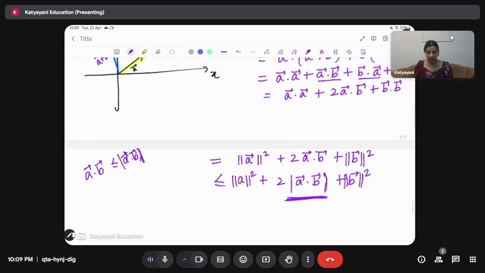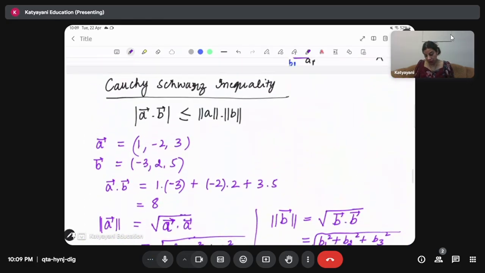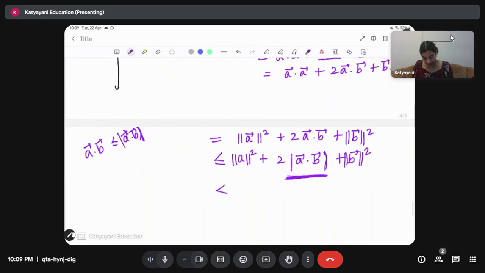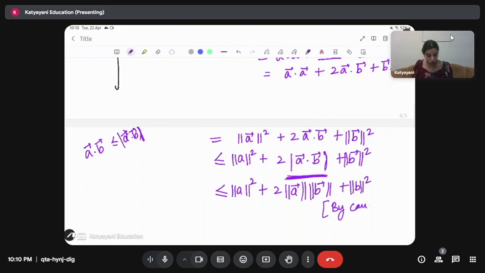The Cauchy Schwarz inequality says, we've already seen that the absolute value of a dot b is less than or equal to this, right? So what I can do is replace this a dot b, so this entire thing would be less than or equal to a norm square, again by the Cauchy Schwarz inequality, plus 2 times a norm into b norm plus b norm square. And how do you get it? By the Cauchy Schwarz inequality, right? Is it clear to everyone?